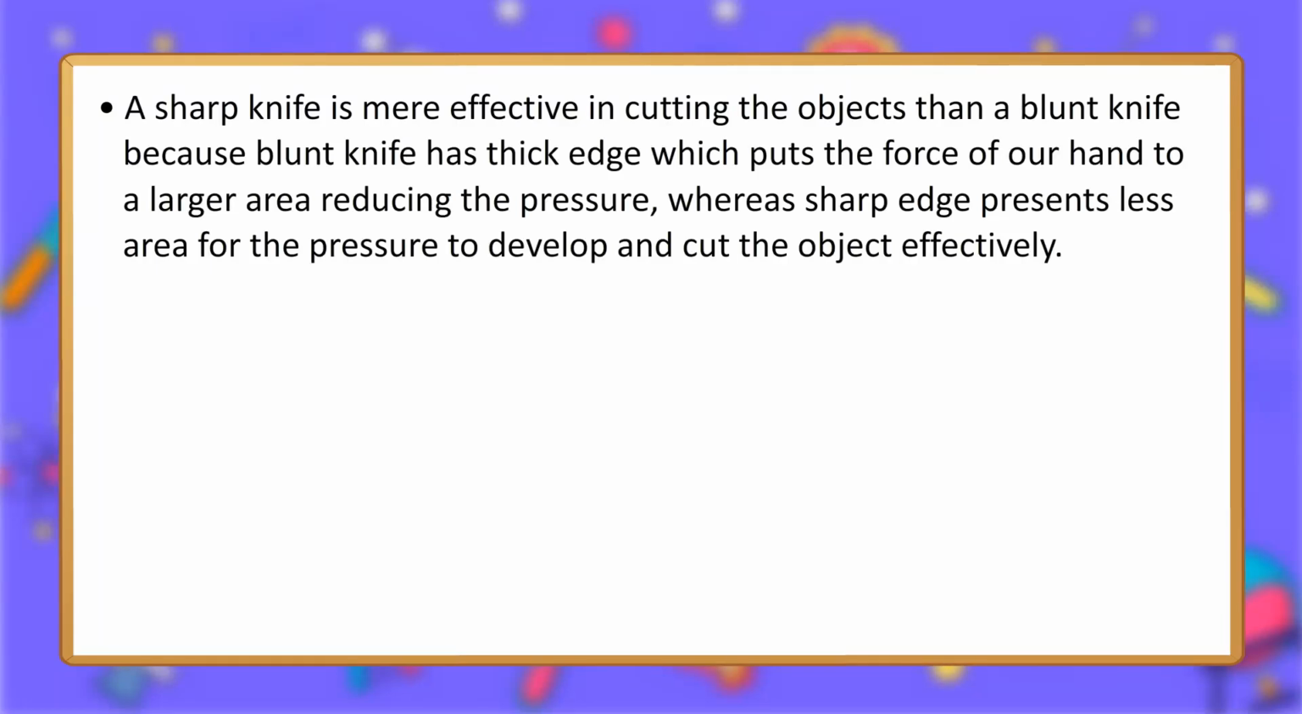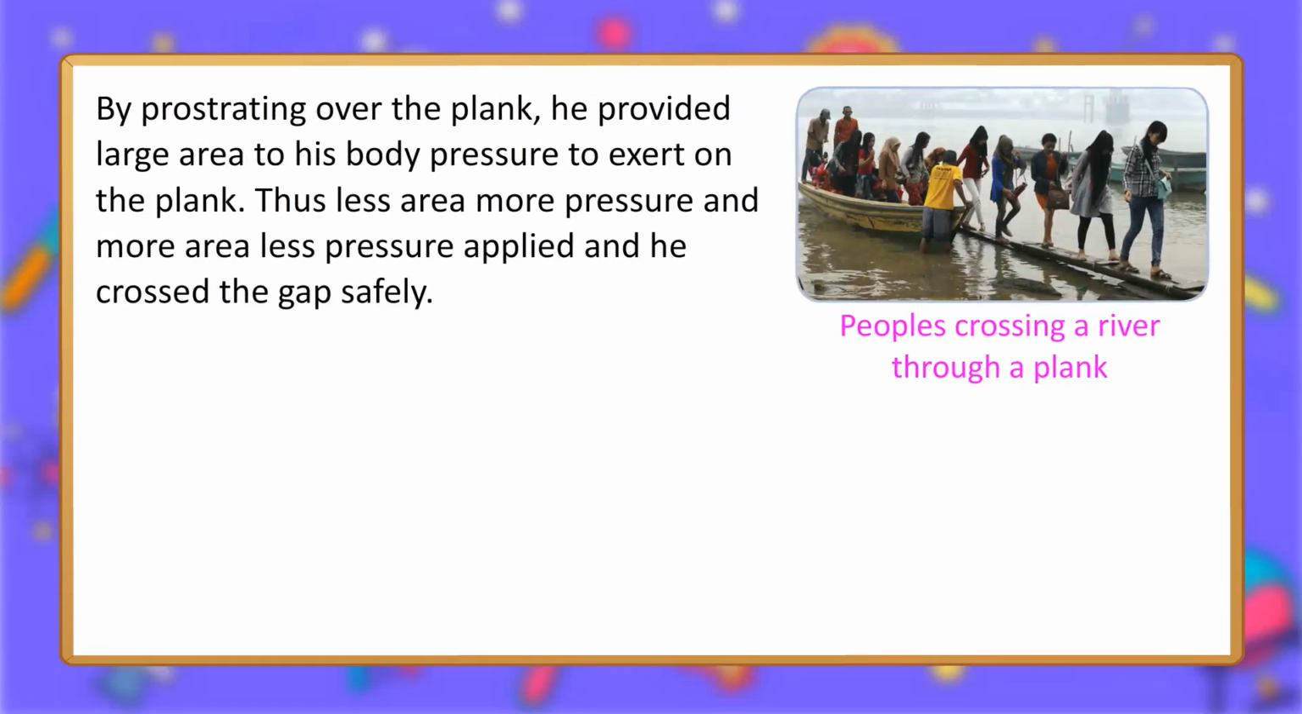However, the plank is slightly bent in the center. How does it happen? In case he had stood over the plank, his feet would have covered a small area, exerting more pressure of his body on the plank. By lying flat over the plank, he provided a large area for his body pressure to act on the plank. Thus less area means more pressure, and more area means less pressure, and he crossed the gap safely.